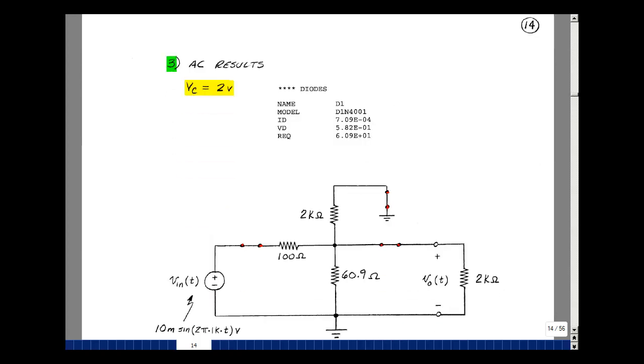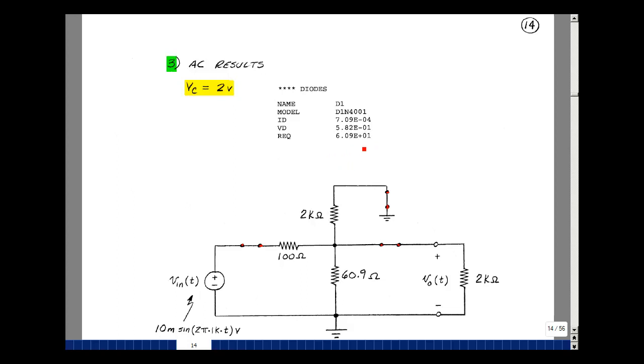I forgot to mention on page 12 that there was a command called .op that's asking for what's called the operating point. It's going to give us the DC and the AC parameters of our semiconductors, in this case the diode. And I just printed out this part of the output file. It said for our diode D1, we only had one diode in our circuit, it has a value of current at 709 microamps and a voltage across it of 0.582. It's again using the Shockley equation. And we'd figured out an equivalent AC resistance in the lecture notes, and it calculated that to be 60.9 ohms.